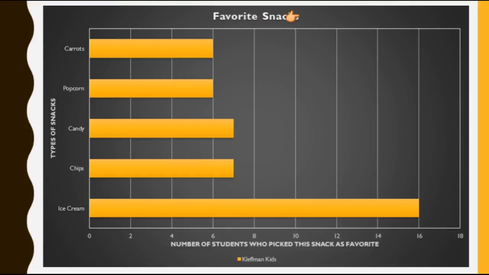So first you need a title for our graph, favorite snacks. That way when someone's looking at this, they can say, what is this graph all about? They're going to look for this title. And then they're going to come over here and say, why are all these foods listed? Well, you need a title. These are the types of snacks. And then down here, what do these numbers mean? Well, these are the number of students who picked this snack as their favorite.